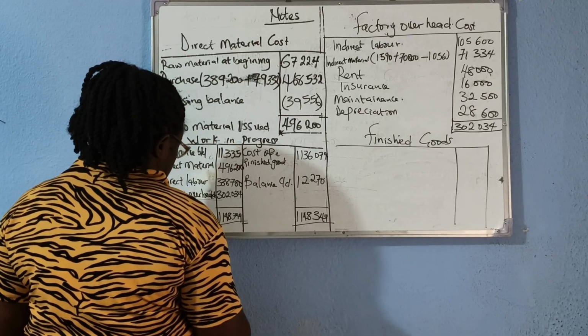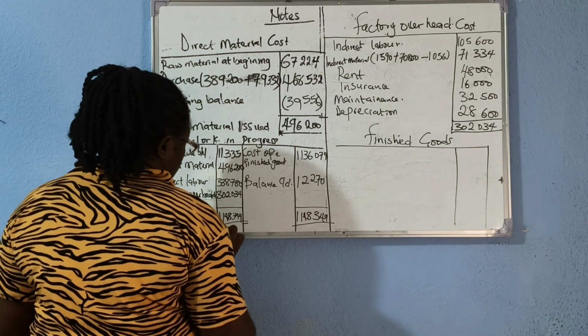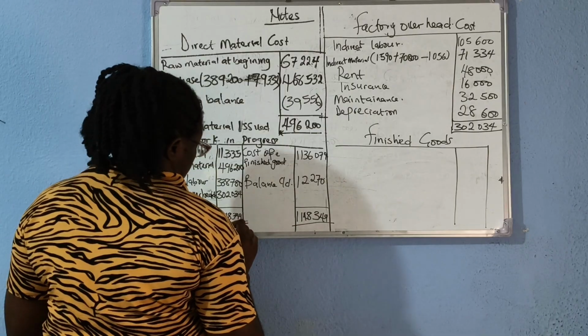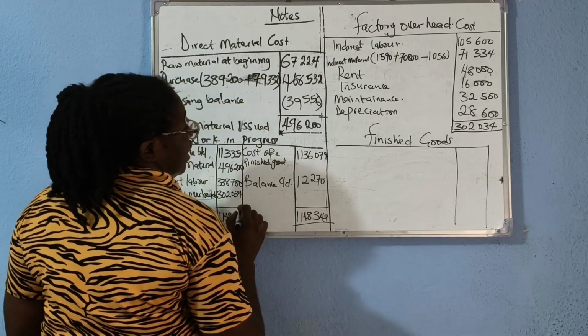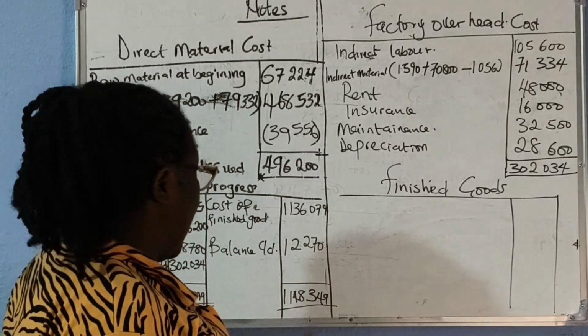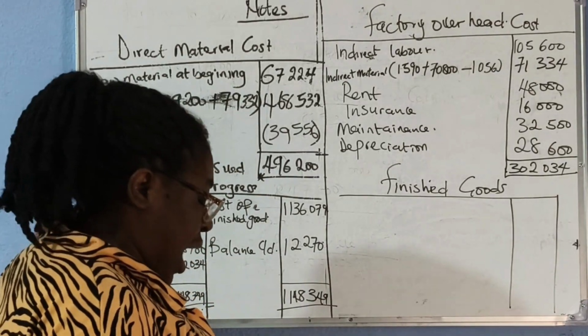And then we bring it down here. Balance brought down will be 12,270.